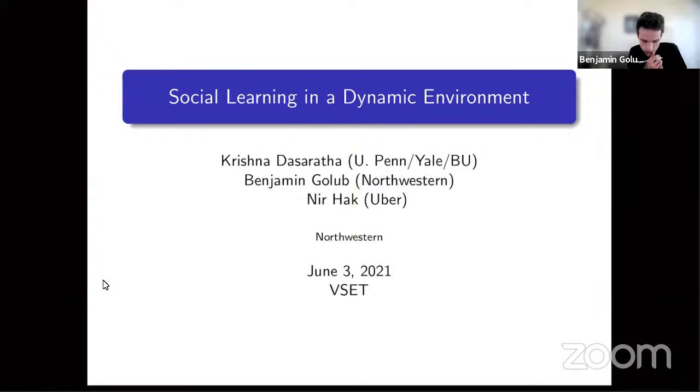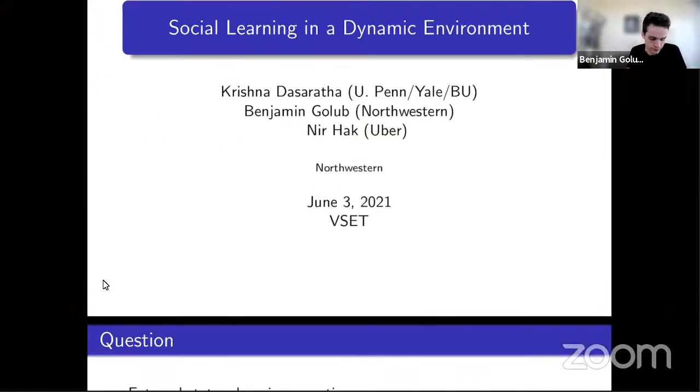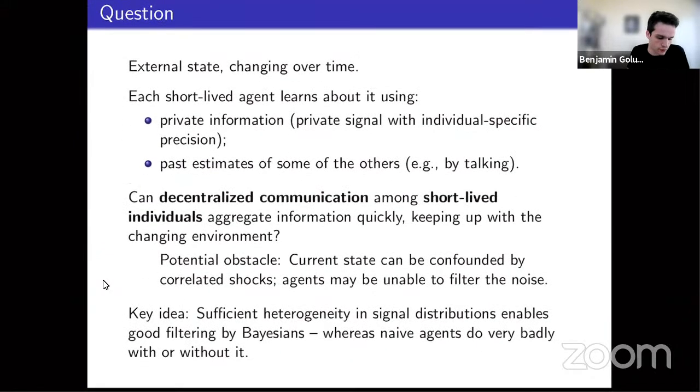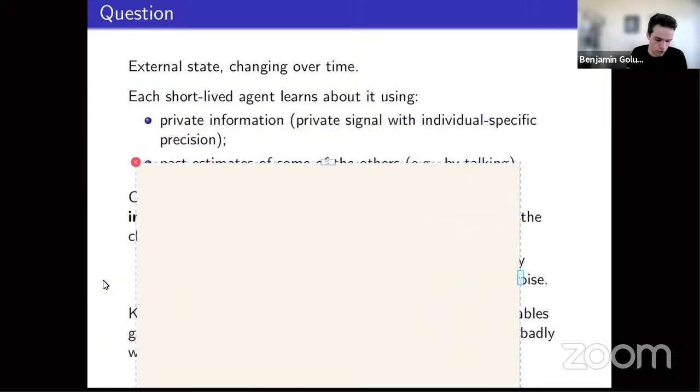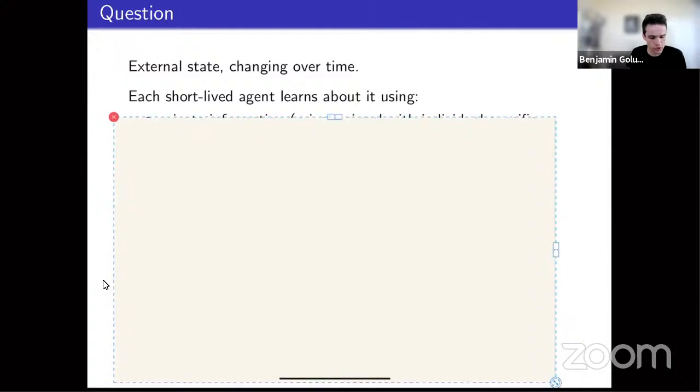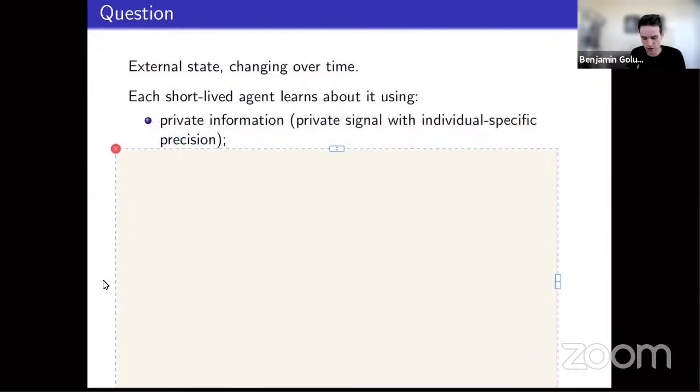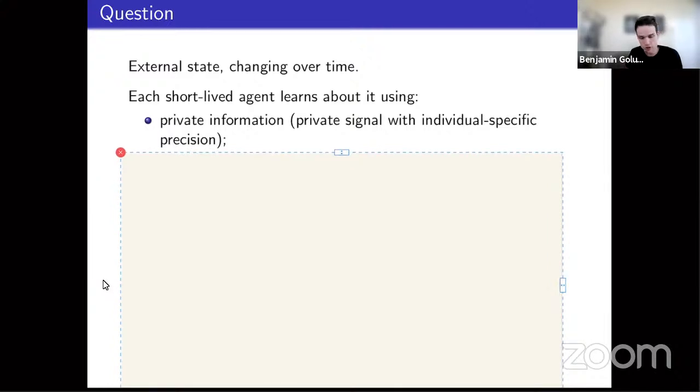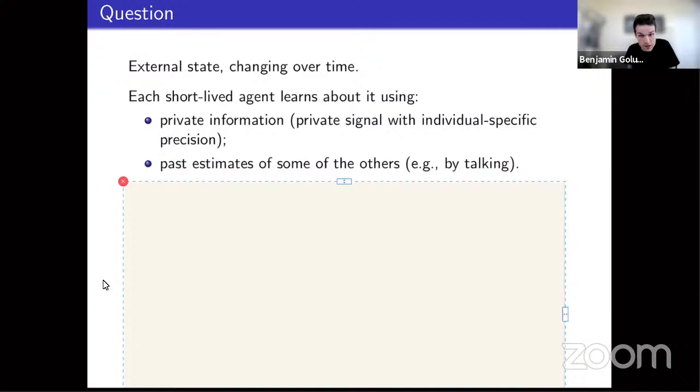So we want to study social learning about a state of the world that's changing. What I want you to imagine is a world where there is an external state changing over time. In many social learning models, we want to learn an unchanging thing. We get private information, and the question is, does it somehow make its way ultimately into a social consensus or an accurate belief held by many people? Here, the world keeps changing. And so people keep getting private information about current conditions. They also get past estimates of some other people by talking to them. And there's a reason to keep learning forever because the state is changing forever.